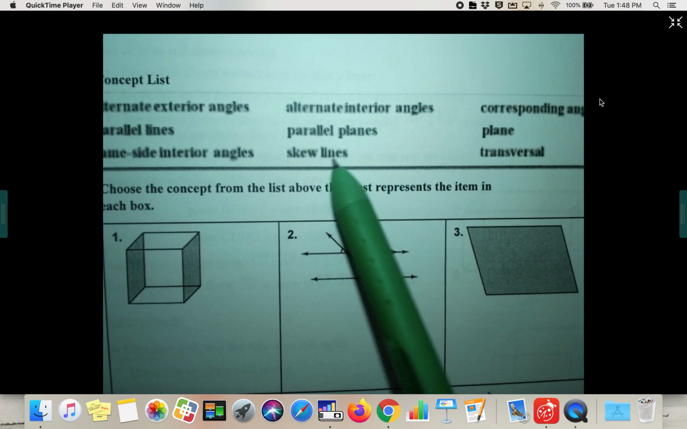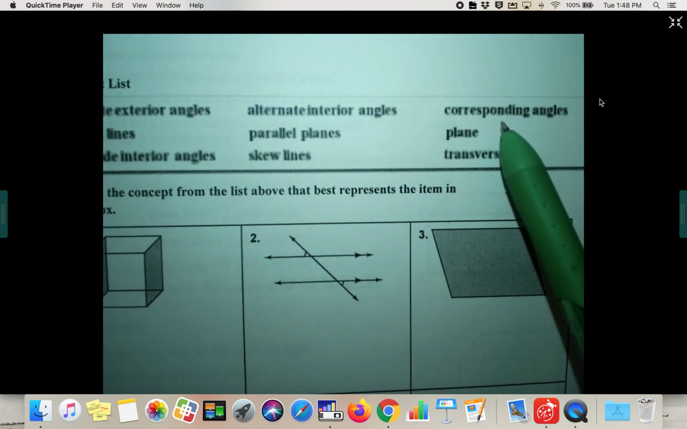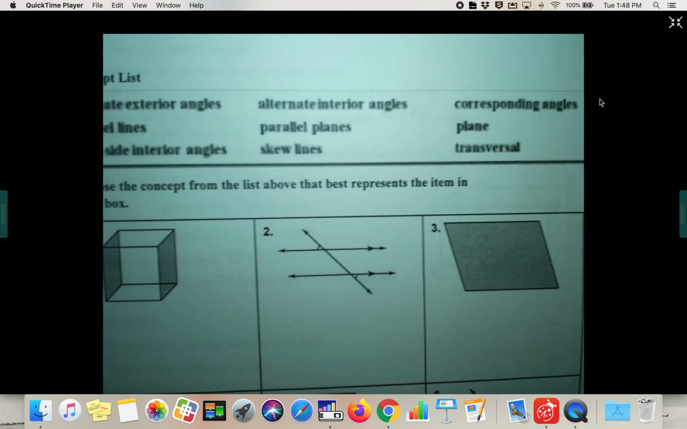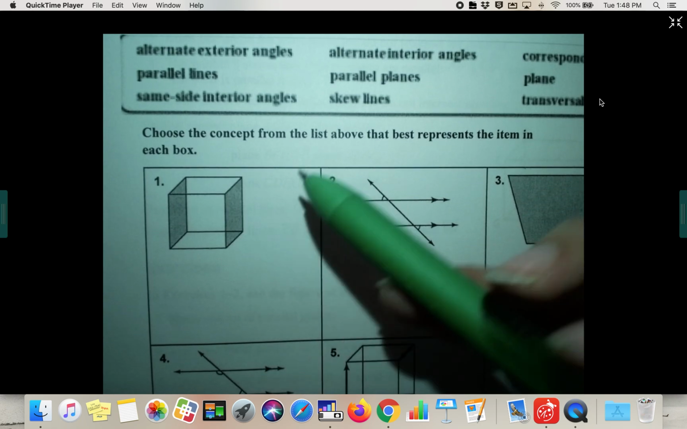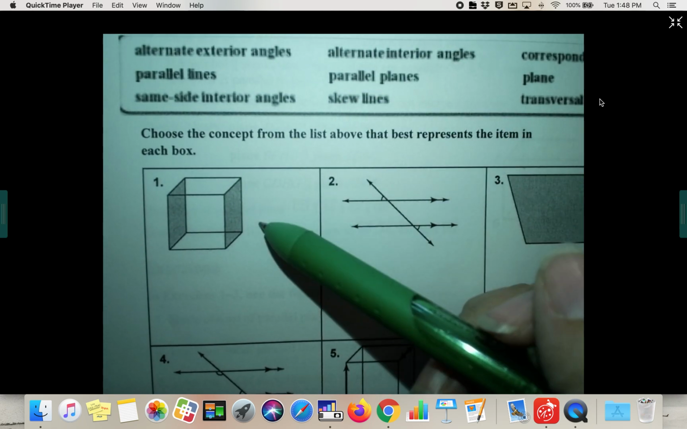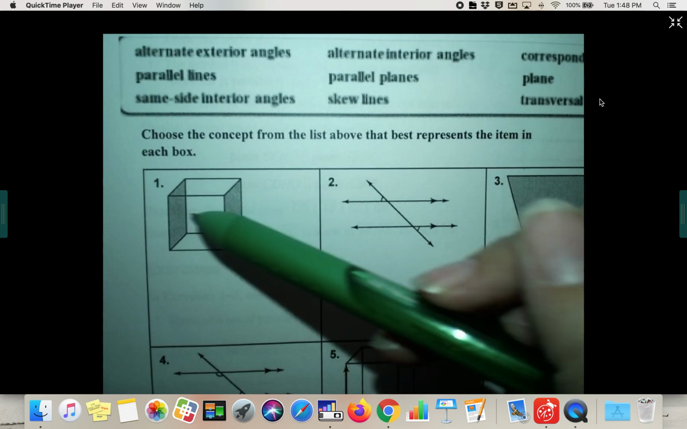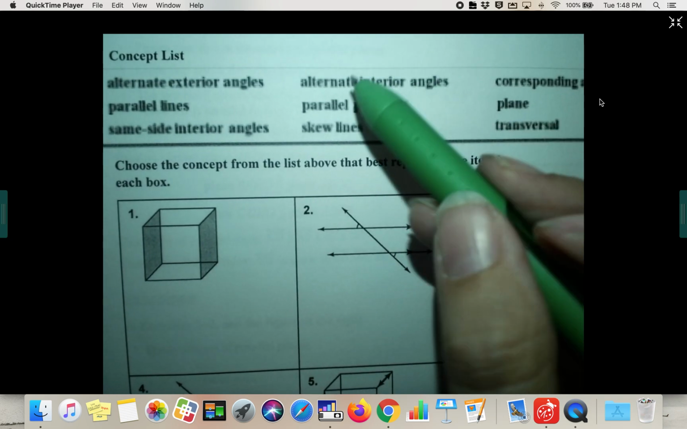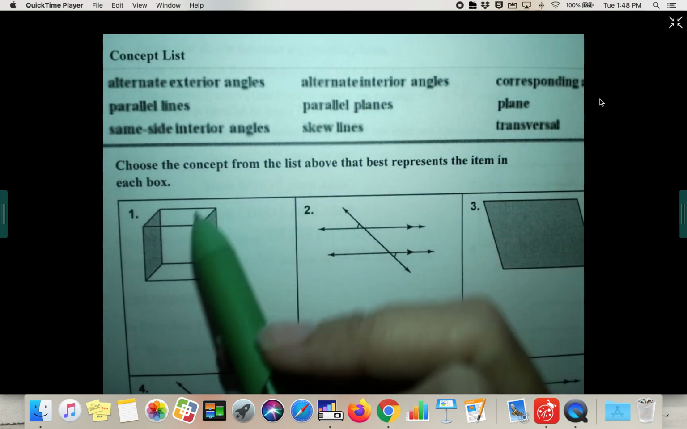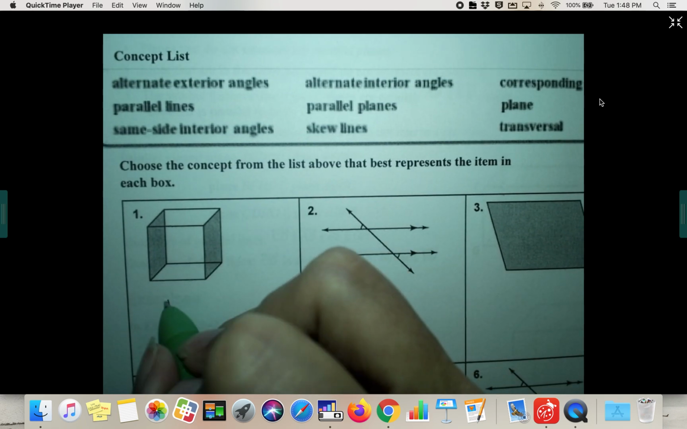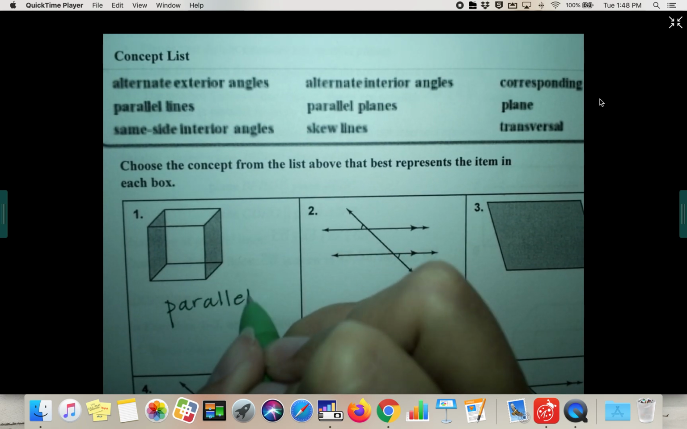Parallel lines, skew lines. We've kind of already talked about some of these. Corresponding angles, a plane, and a transversal. So, number one, choose from the list above that best represents the item in each box. Okay, they're talking about the shaded sides here. So these two sides would be parallel planes. They're definitely parallel, and they're the whole side of the box. So these would be parallel planes.